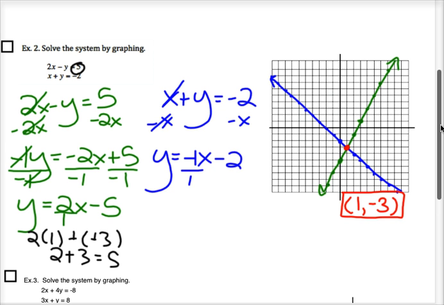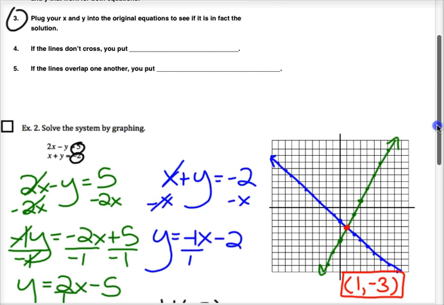Now let's try it in the second one. X, which is 1, plus y, which is -3. 1 plus -3, or 1 minus 3, is -2, which is what I was supposed to get. So basically, I just double checked my work and realized that it is truly the answer. So once you find the intersection, plug it back in, check to see it worked in both equations, and that'll show you that what you have actually worked.